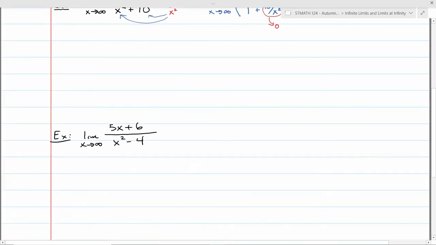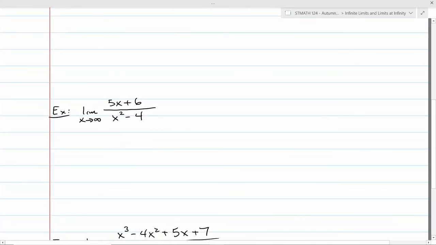Now we can do the same trick here in the second one. I'm just going to multiply by the largest exponent in the denominator. So I got x squared. I'm going to multiply by 1 over x squared, top and bottom. I'm going to distribute that out. I'm doing that inside the limit, right? So this is limit as x is going to infinity. And end up with 5 over x plus 6 over x squared in the numerator. In the denominator, I get 1 minus 4 over x squared.